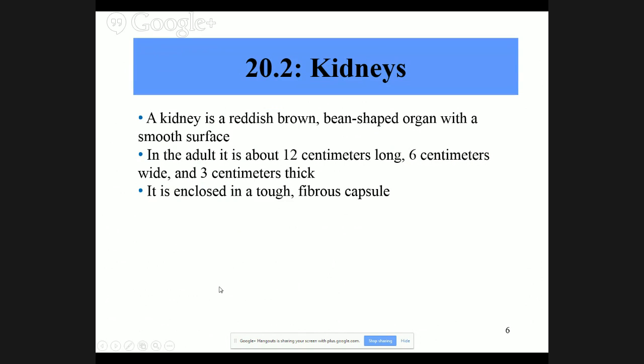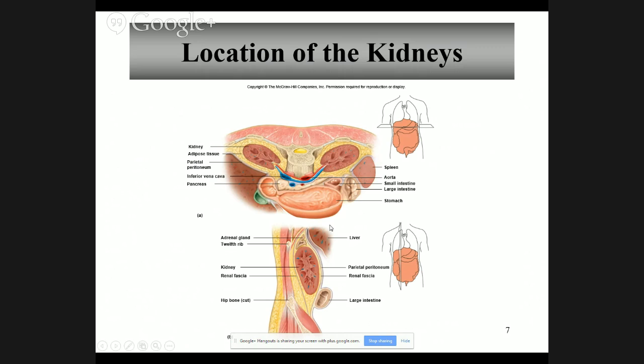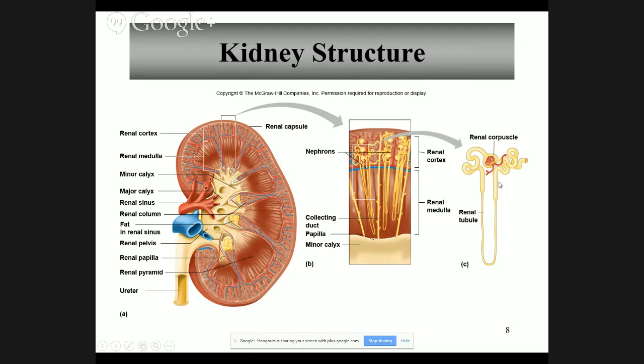Kidneys themselves are reddish-brown, bean-shaped organs with a smooth surface, about 12 centimeters long in adults, 6 centimeters wide and 3 centimeters thick. They're enclosed in a tough, fibrous capsule. And here's another slide showing the location of the kidneys. And here's a picture of kidney structure.